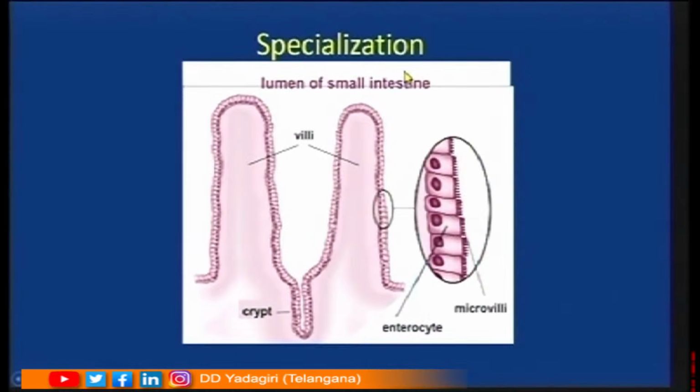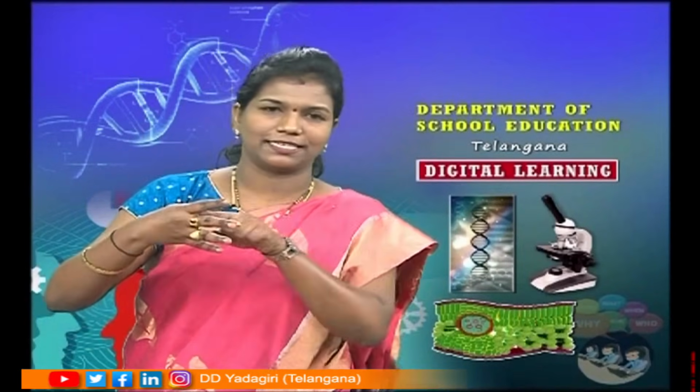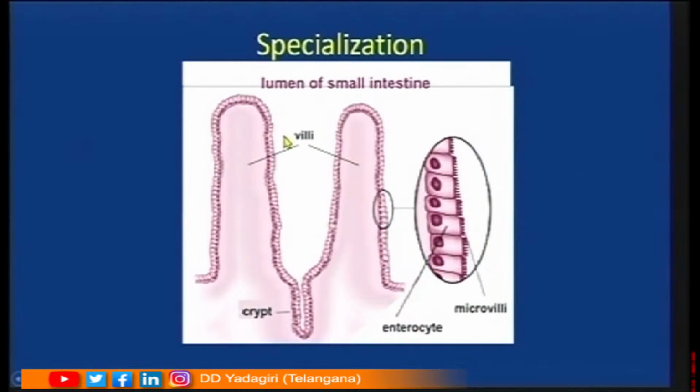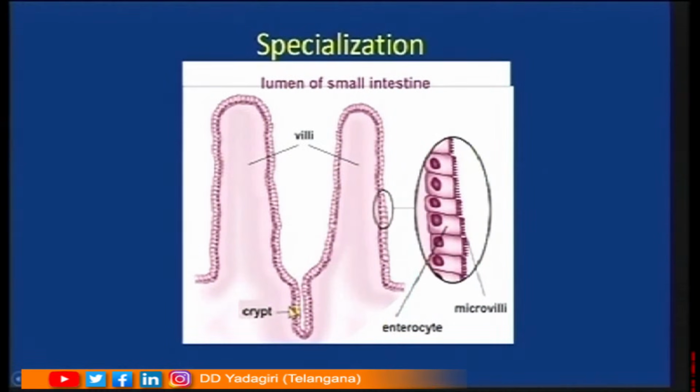Then specialization. Children, in the small intestine, this plasma membrane plays a major role. You can see the finger-like projections, isn't it? Villi. In the small intestine, this plasma membrane plays a major role in absorption of proteins, isn't it? Right. You can see the microvilli, right, children? This is the crypts. This is the villi. I told you the villi are finger-like projections. This is seen in the lumen of the small intestine.